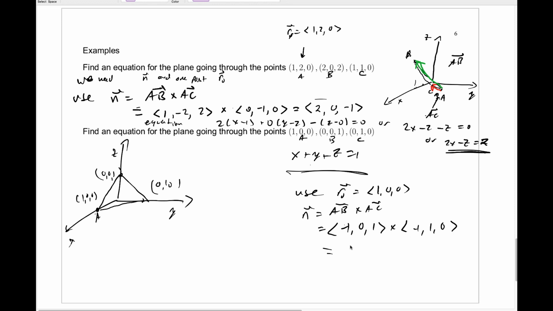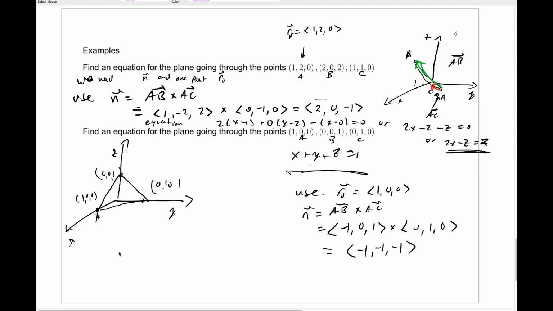What's the cross product of these 2 vectors? Well, let's see. The first coordinate of the cross product is 0 times 0 minus 1 times 1. It's -1. The second coordinate of this cross product is also -1. I'll leave you to work out the formula. The third coordinate is also -1. And check, is this vector -1, -1, -1 orthogonal to both of these? Check the dot product with AB, you'll see immediately it's 0. Check the dot product with AC, you'll see it's 0. And so this is okay.